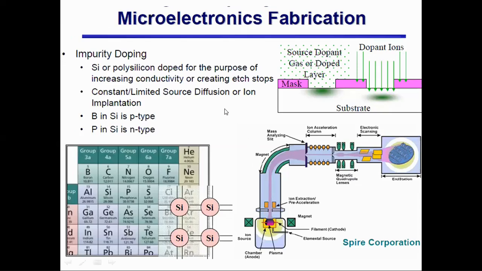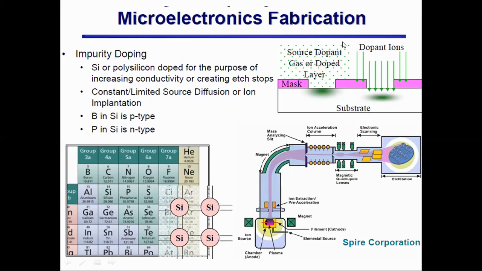Doping. Normally if you want to make your silicon wafer or some portion of the silicon wafer N-type or P-type, for that we have to add impurities inside the silicon wafer. Those impurities could be boron or phosphorus. Boron in silicon is for P-type and phosphorus in silicon is for N-type. Silicon or polysilicon is doped for the purpose of increasing conductivity or creating etch stops, by constant or limited source diffusion or ion implantation.